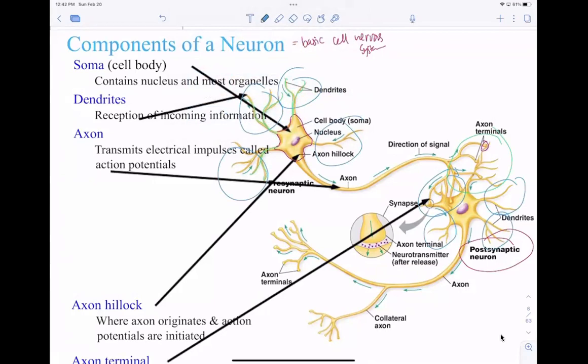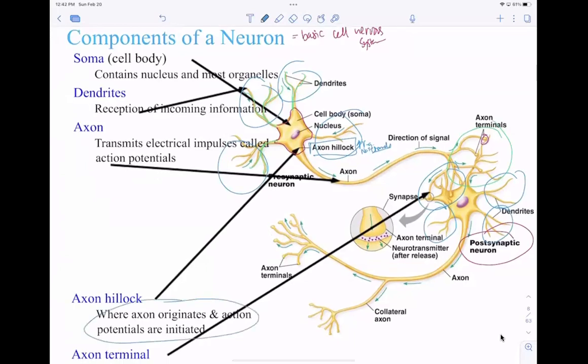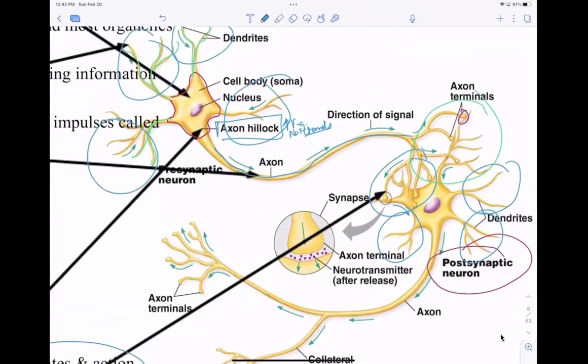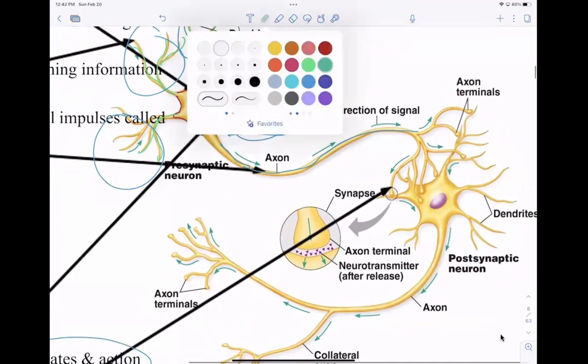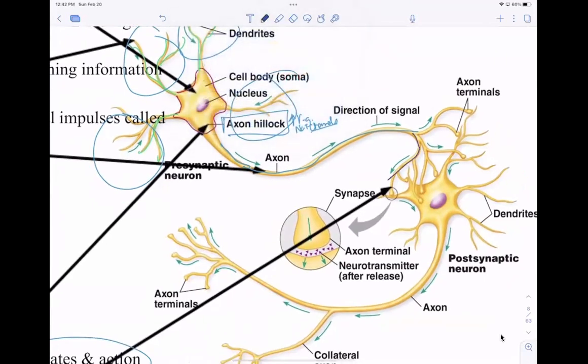just the cell body. The axon hillock has the highest concentration of voltage-gated sodium channels, and we'll talk about the purpose of that. It's generally where the action potentials originate. And those action potentials, or electrical currents, will propagate along the axon all the way down to the axon terminals. Now you may notice that one axon will branch to numerous axon terminals. So you can have this one axon branch, and so on and so forth.